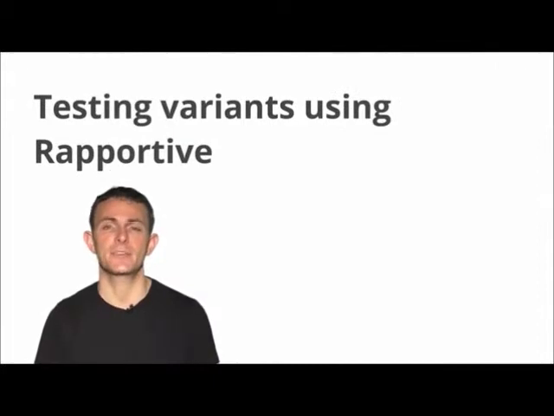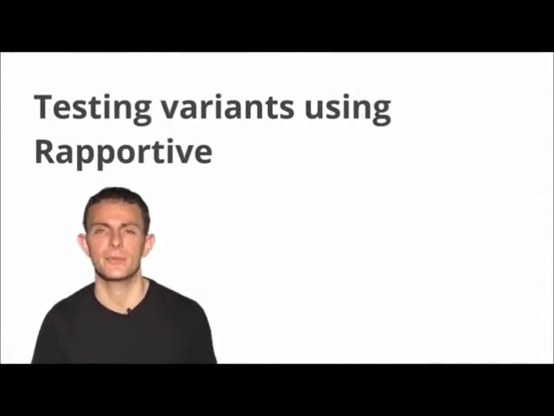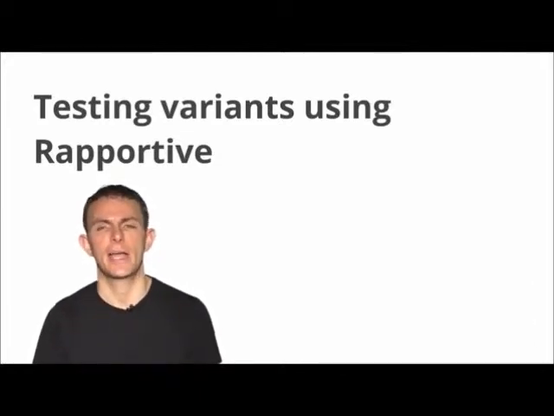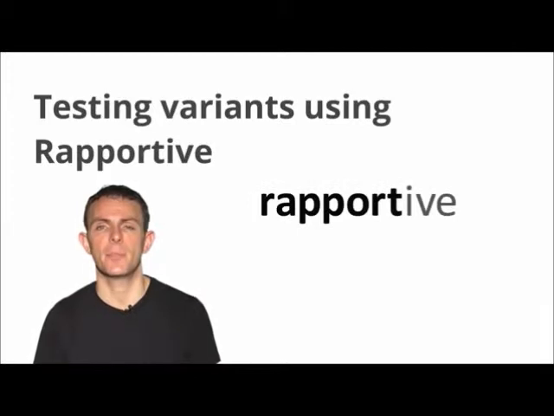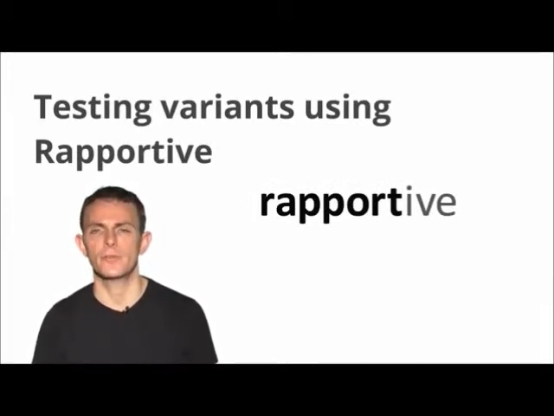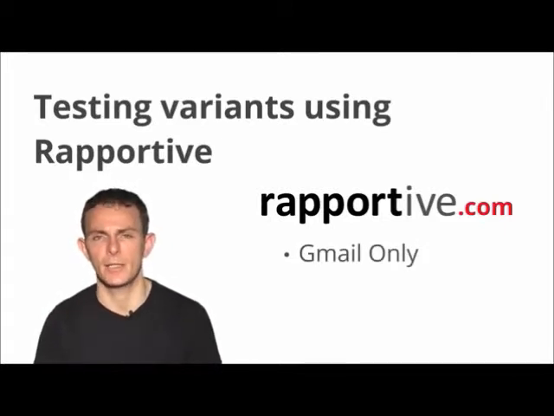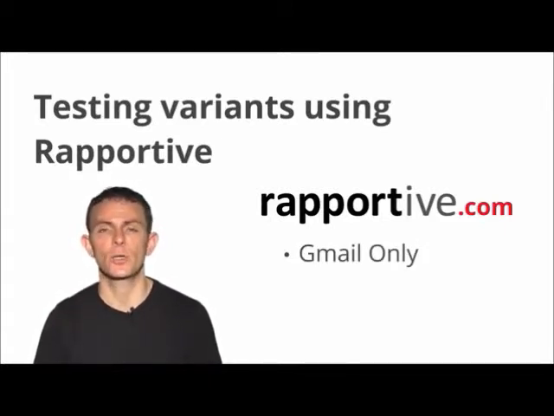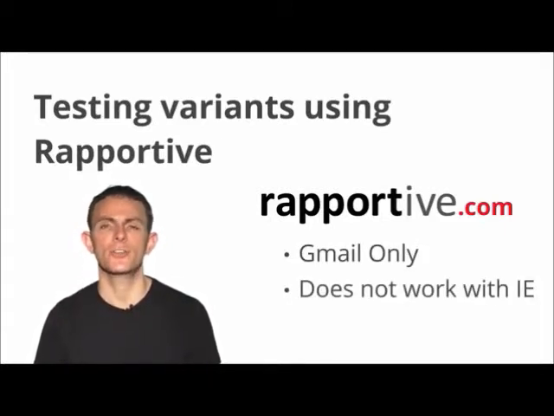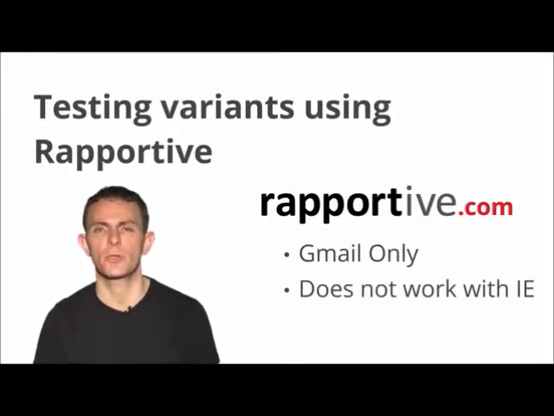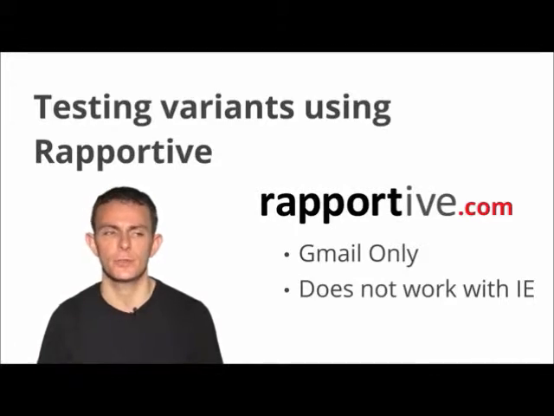So next up, we're going to test variants of different email addresses using a tool called Rapportive. Perhaps we can't think of what the email pattern is or can't find it, and it's not verifiable by Mail Tester. Well, we can use Rapportive, that's rapportive.com. This is a plugin that works for Gmail only, and doesn't work with Internet Explorer. As long as you're using a different browser and you do have a Gmail account, this can be a really handy tool for you.